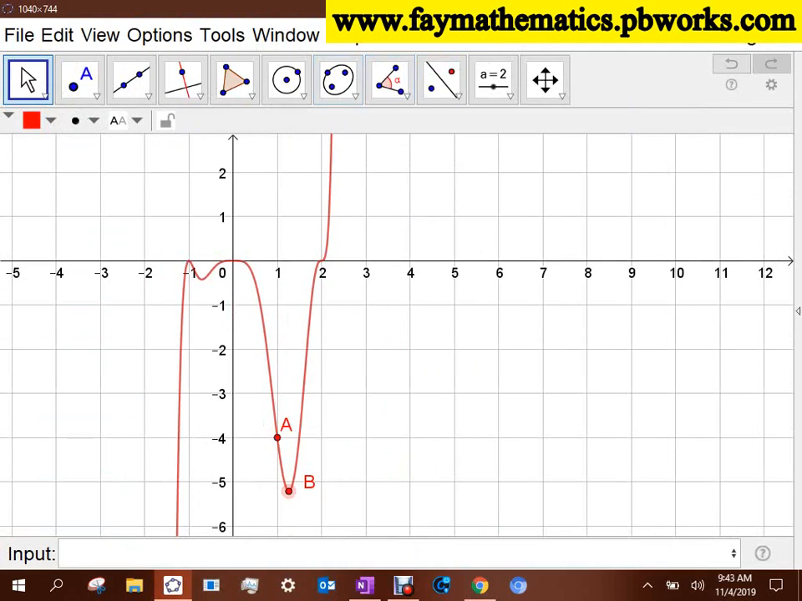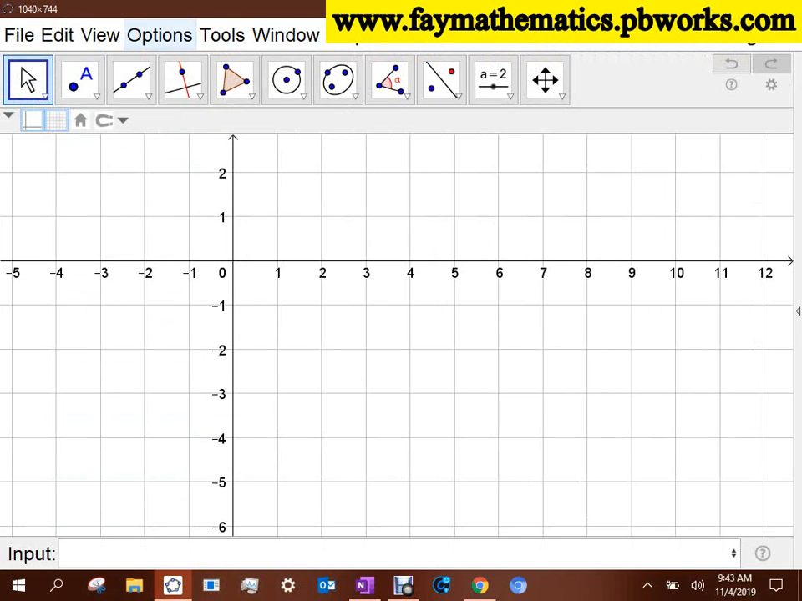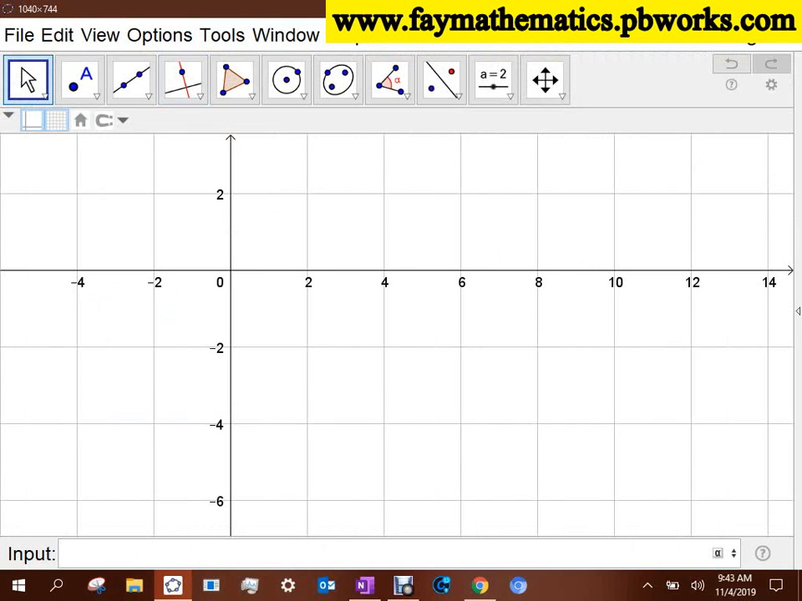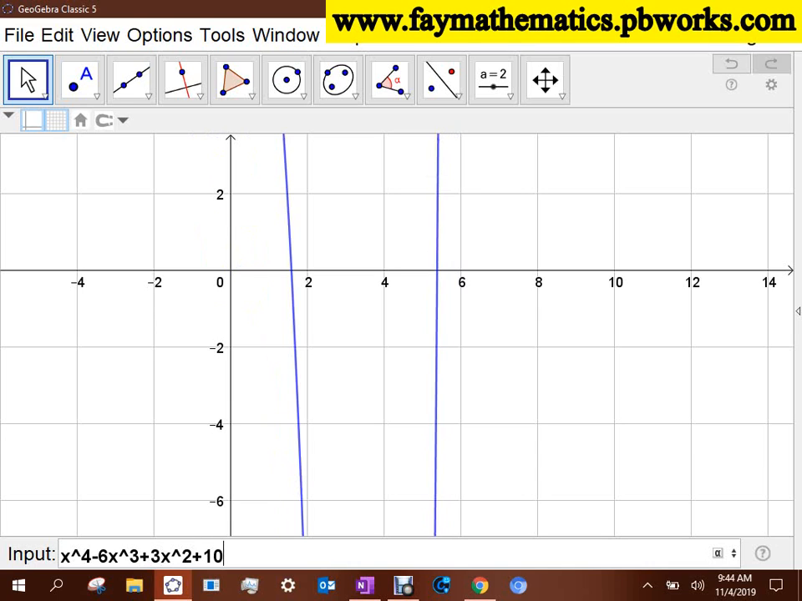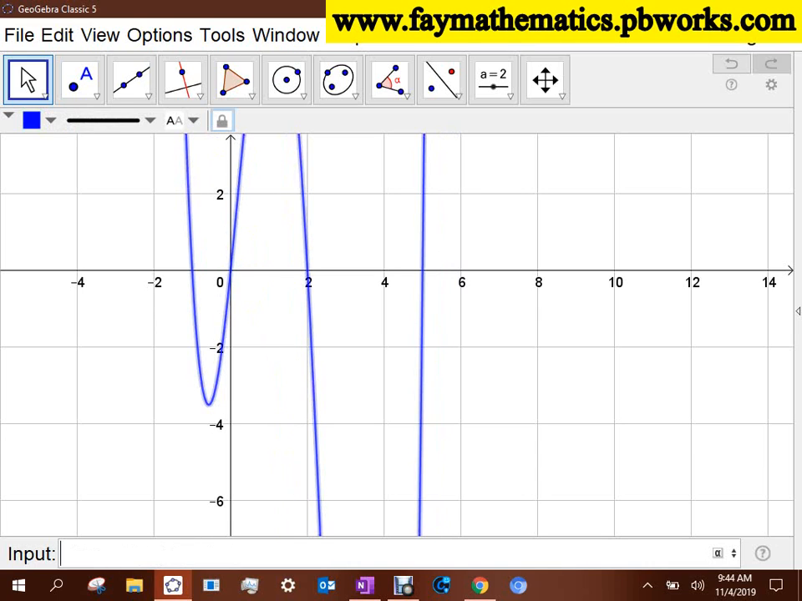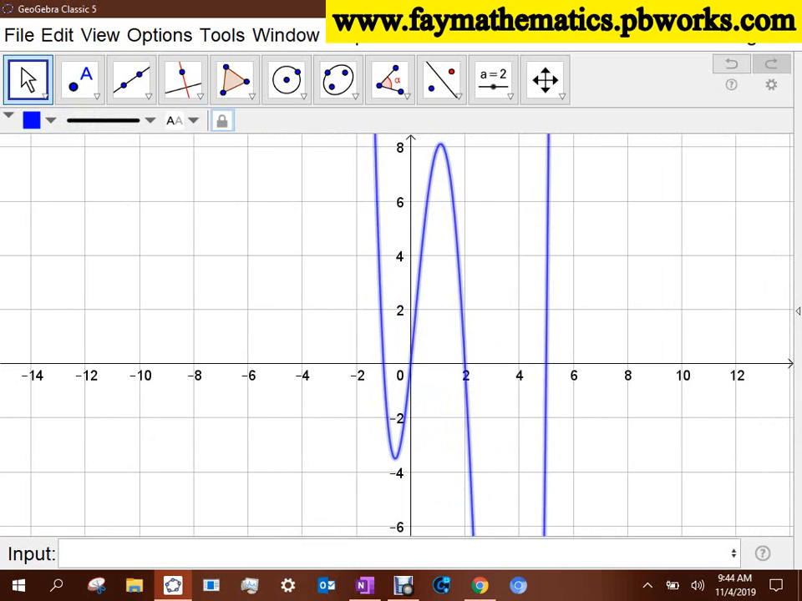But let's just graph that real quick. We've got x to the 4th minus 6x cubed plus 3x squared plus 10x. Now they're all odd degree of 1, so that's why we're passing straight through. There's no 3rd degree or 5th degree behavior at these zeros. So that's my graph, right?